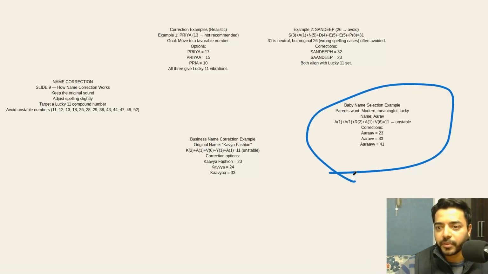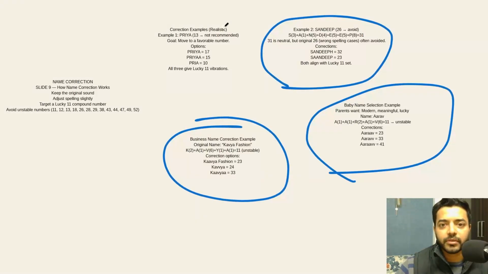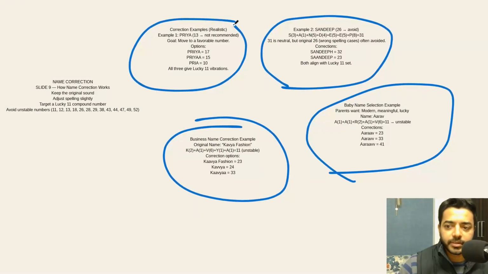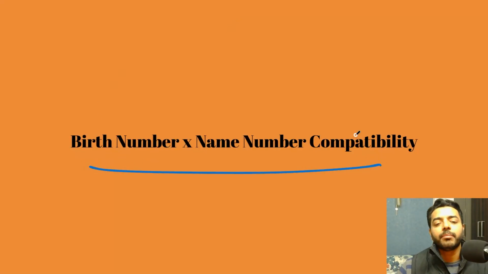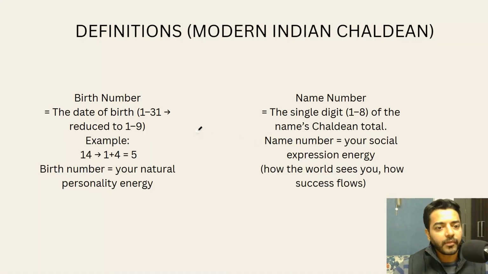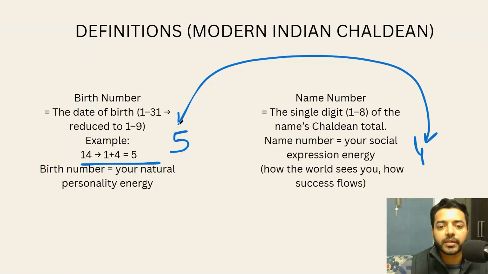We did a name correction for a baby, for a person, maybe a baby, a business name also, and this is also a person's name correction, right? Similarly, birth name and name number compatibility. So birth name is, let's say 14th is your birth date, so 1 plus 4 is 5. 5 is your birth number, and your name number cut down into a single digit, let's say it's 4, right? Is 5 compatible with 4? This is what we will try to understand, right?